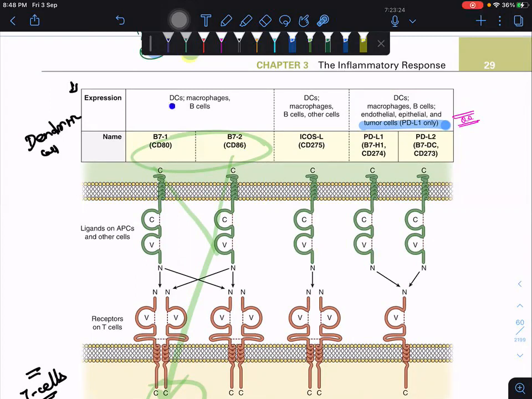Some of the co-stimulatory molecules are present on dendritic cells, macrophages, and B cells. CD80 and CD86 are present on dendritic cells, macrophages, and B cells, and CD275 is present on them and other cells also. But here you see PDL1 and PDL2. They are present on dendritic cells, macrophages, B cells, endothelial, epithelial, and tumor cells also. In tumor cells, only PDL1 is present. That's why a PDL1 antagonist is introduced in malignancies. Only in tumor cells, PDL1 alone is available. That is an MCQ. Nothing more.